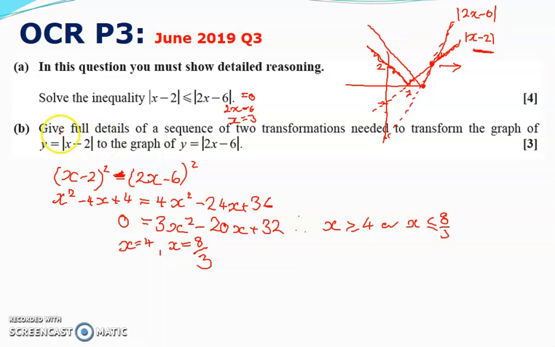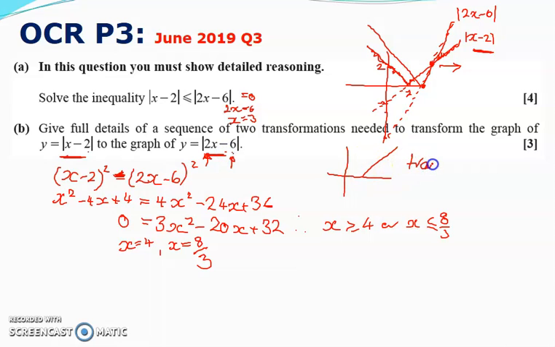Then part B says, give full details of the two transformations needed to go from here to here. That's interesting, because normally it's y equals mod x, but here I'm starting with y equals mod x minus 2, which I've already said is there. Even though it looks as if that should be first and that should be second, because it's in the bracket, which is effectively what the modulus sign is, I've got to do this one first. So the very first thing I've got to do is go from minus 2 to minus 6.